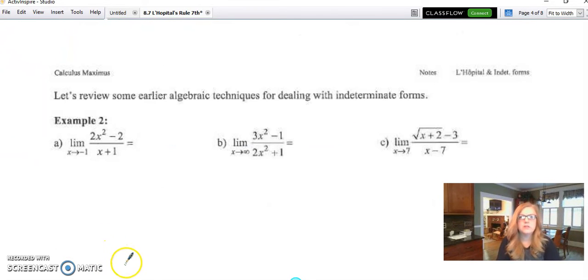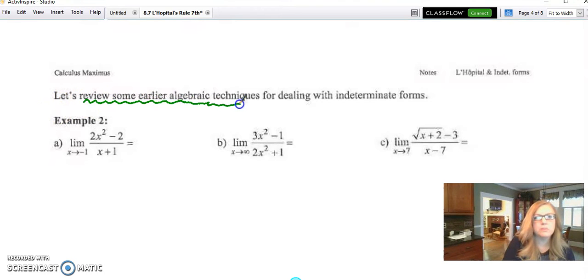Okay, so now let's go to the next page and take a look at some review. And then we'll stop this video and I'll start L'Hopital's rule in the next video. But what I would like you to do is to think about what algebra technique. So I would like you to pause the video and work these problems.